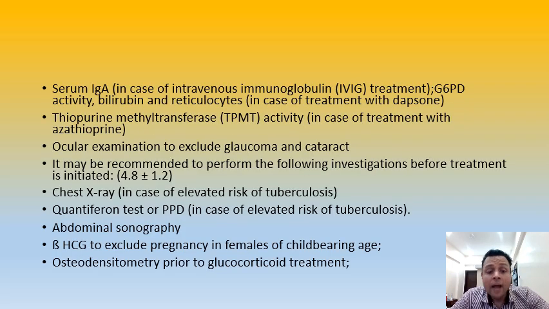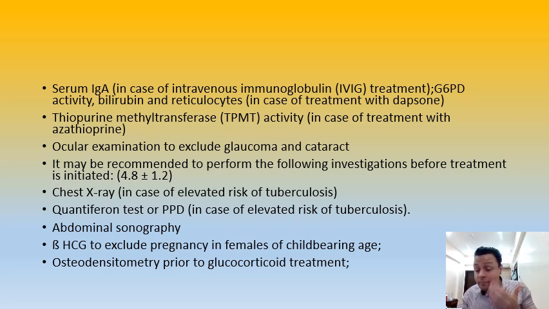And serum IgA is important when you are planning to do IVIG. For specific tests, if you are planning dapsone, you will do G6PD level, bilirubin and reticulocyte count. So reticulocyte, bilirubin and G6PD are for dapsone, and serum IgA level when you plan to start IVIG. And TPMT for azathioprine, which we have studied in great detail. What is TPMT, thiopurine methyltransferase, how much is the level, how much azathioprine to give, we already discussed.